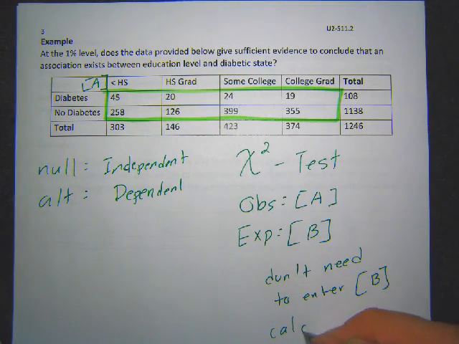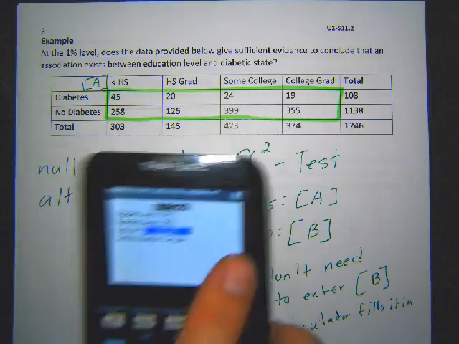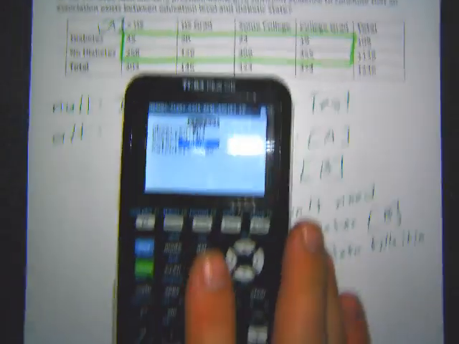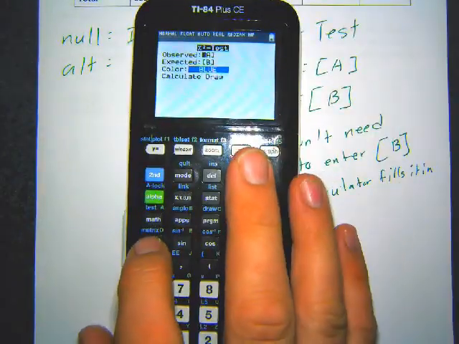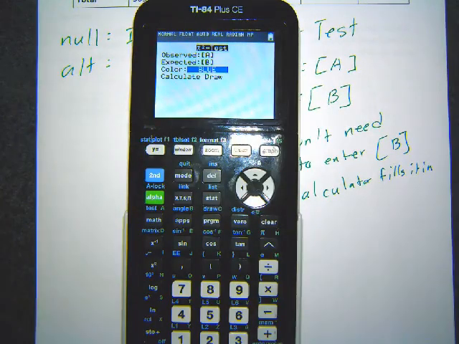Calculator fills it in. So we really just do A. Okay, so how do we do A? Instead of the math button, we're going to look below it, where we have the matrix button. So we're going to go to the matrix button. We're going to hit second.